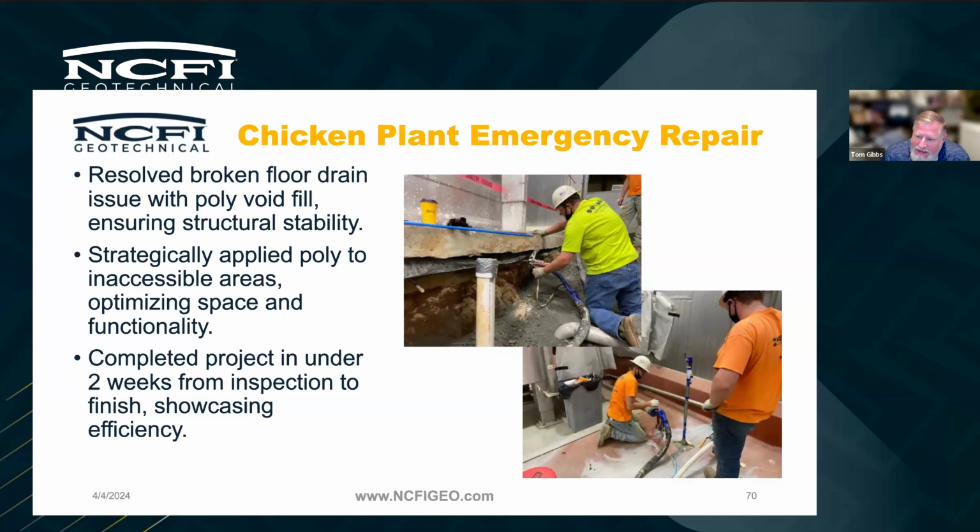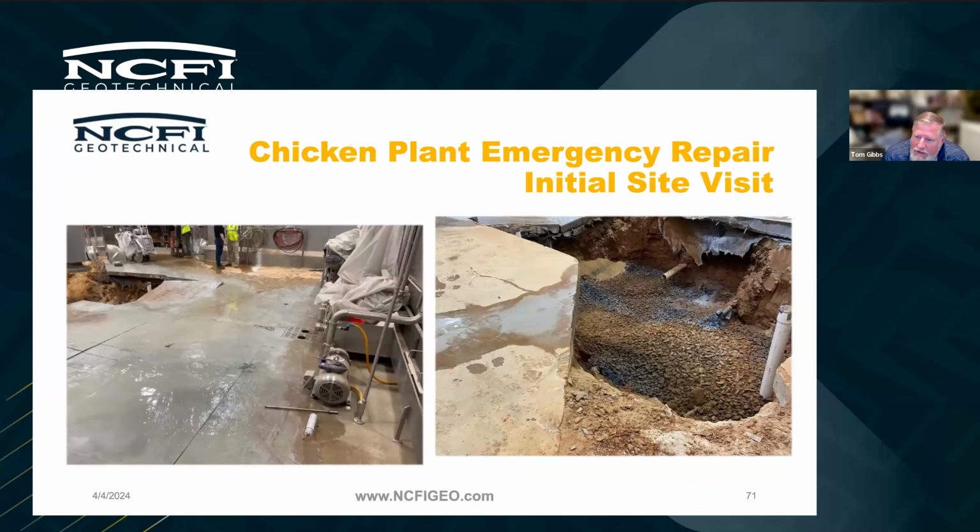And then anywhere that they didn't tear slabs out, we went through and injected there as well, just to make sure no voids still existed. From the time that they called us on this project to the time it was done was under 2 weeks. They were losing $250,000 a day, so they were pretty happy.